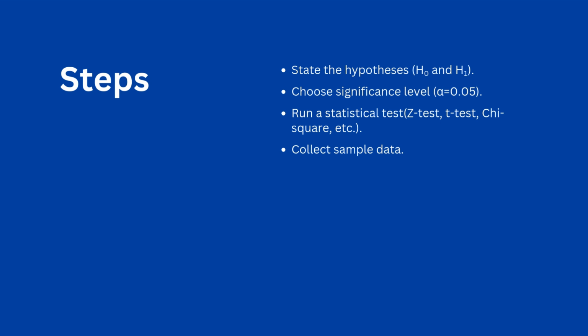Fifth step is to calculate the test statistic. Use the sample data and the chosen test to compute the test statistic. This measures how much the observed data diverge from the null hypothesis. Step 6 is to determine the p-value. Calculate the p-value, which tells us the probability of getting the observed result, or ones even more extreme, if the null hypothesis were actually true.